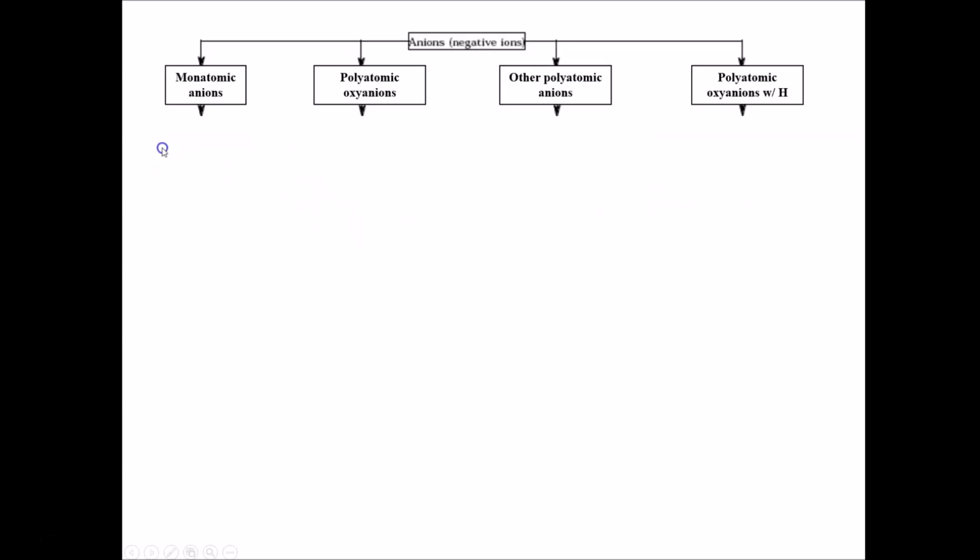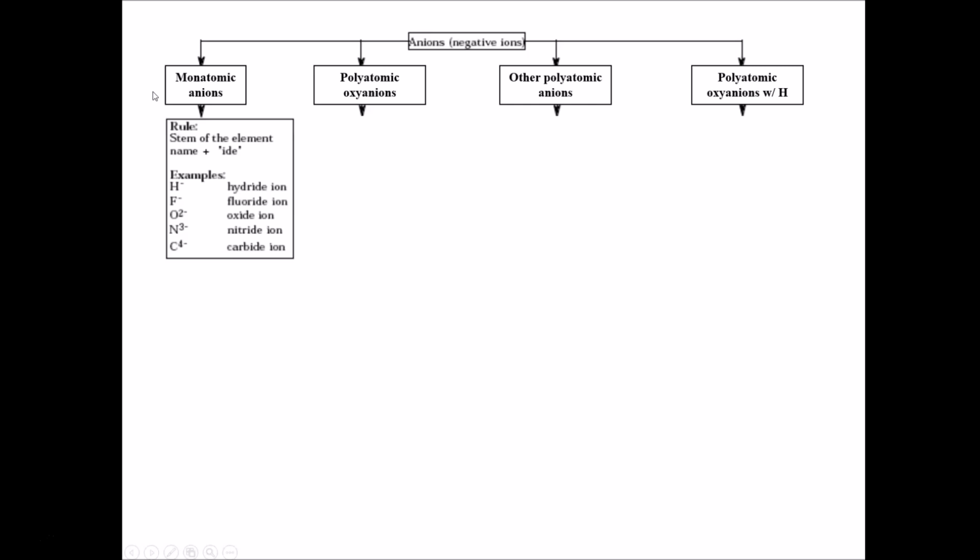Let's talk about anions. For anions, we also could have a monatomic anion, just made out of one element, or we could have an anion that's made out of multiple elements, polyatomic. Now, it turns out there's a lot of polyatomic anions that exist out there. There's just a few monatomics. So we'll cover monatomic first. Remember, monatomic just means one element.